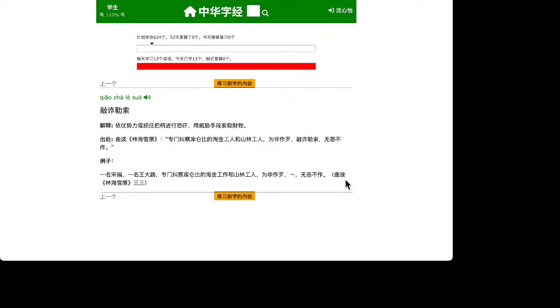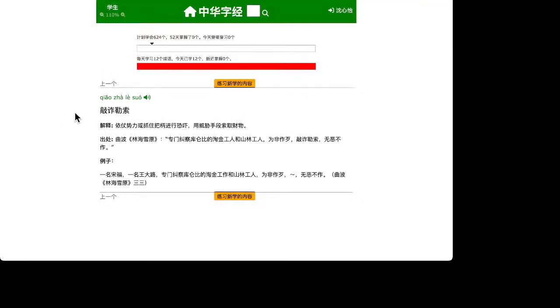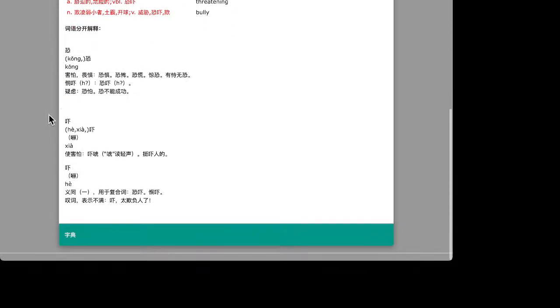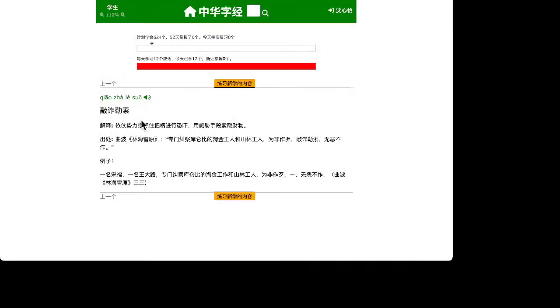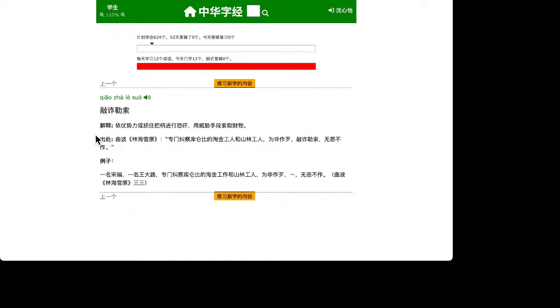敲诈勒索. 依仗势力或抓住把柄进行恐吓或威胁手段索取财物. 敲诈勒索 refers to using shows of force, threatening, terrorizing sort of means, threats of blackmail, threats of violence, and terrorism to steal things, money, people, advantages, whatever.